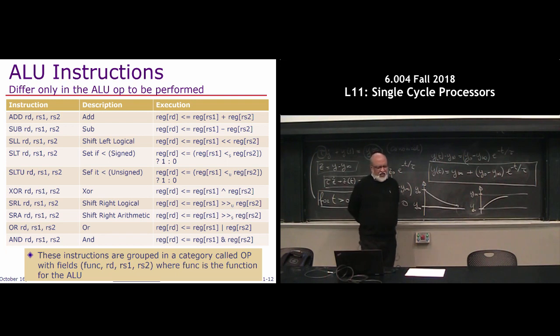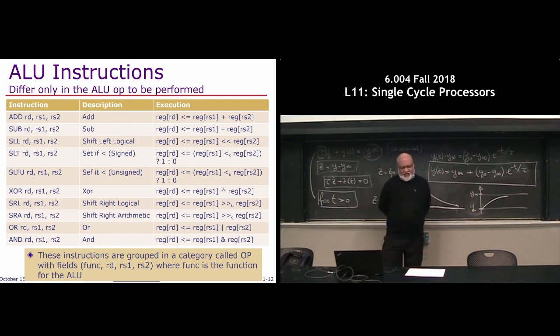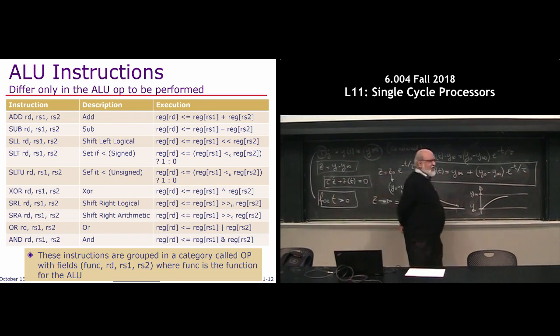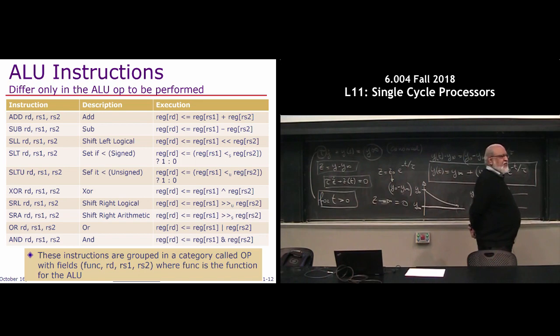So we will call all such instructions a category called op. Whenever we have the op category of instruction, it will have the following fields. It will have a funct field, and the meaning of funct is this is the opcode we are going to be feeding to the ALU, and it has a destination and two sources.